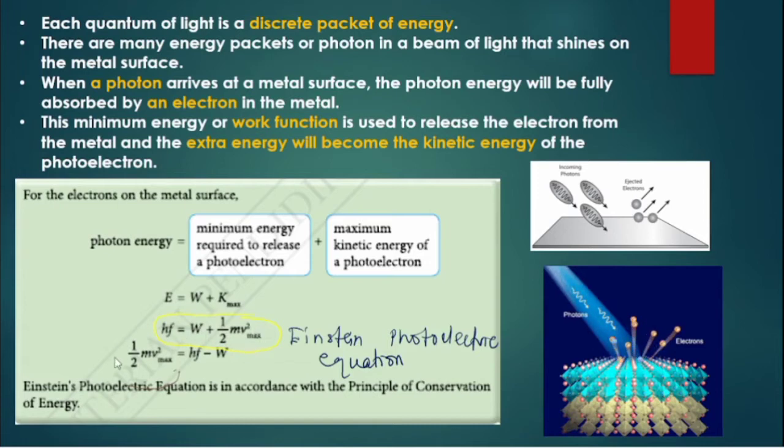So from here we can write one equation for kinetic energy of an electron, half mv squared maximum equals to hf minus W. This equation is known as Einstein photoelectric equation. Actually, this equation is according to principle of conservation of energy, meaning energy of photon is fully used as work function and kinetic energy maximum of photoelectron.